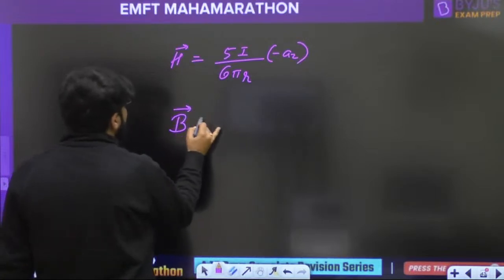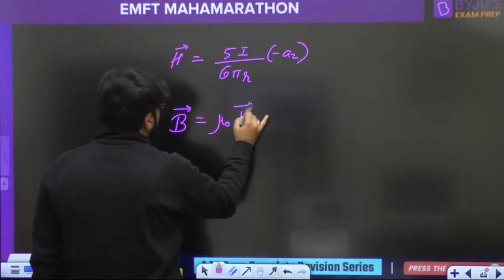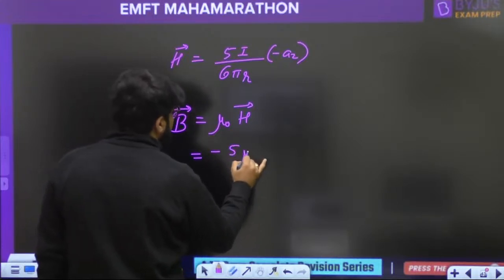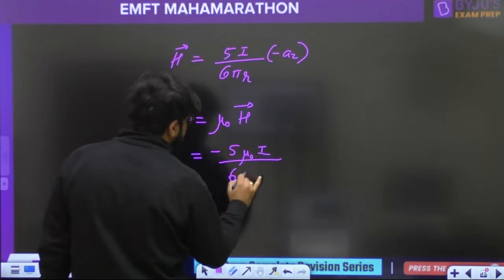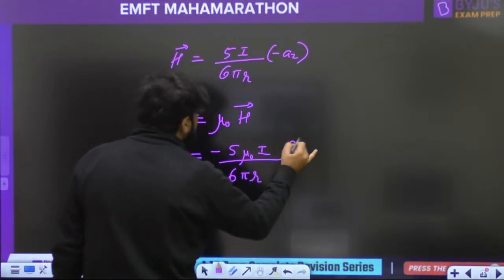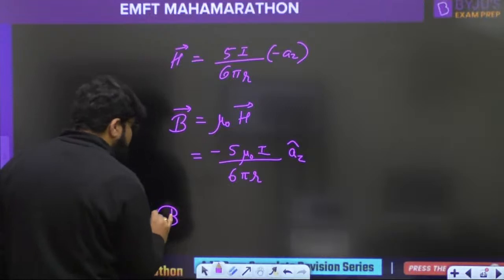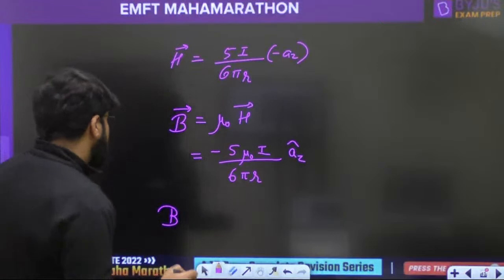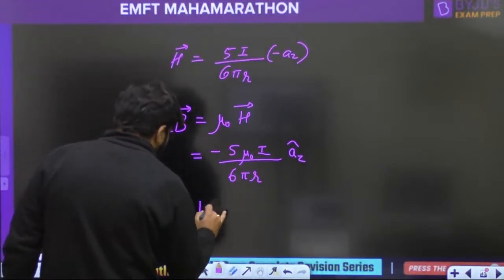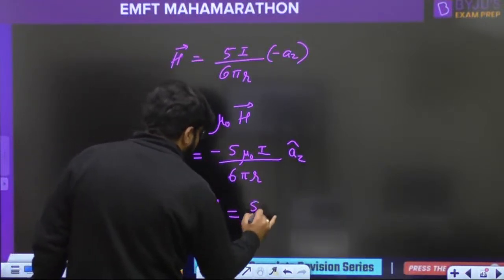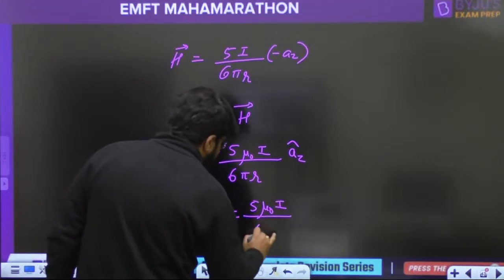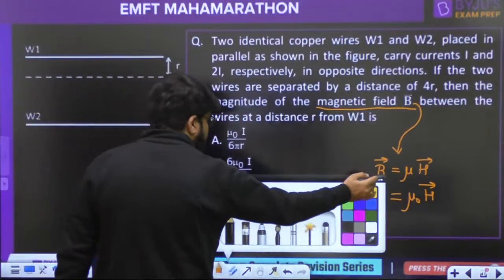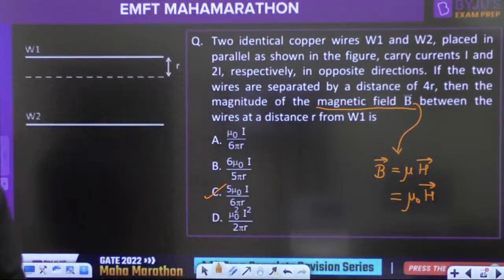What is the total magnetic flux density then? B is mu naught H, right? And that is going to become minus 5 mu naught I divided by 6 pi r in the z direction. Direction was our assumption. That is why, because no direction is given, they've asked the magnitude only. So what is B? The magnitude part, z या minus सब हटा देंगे. The magnitude is 5 mu naught I divided by 6 pi r, and hence the correct answer is 5 mu naught I upon 6 pi r. So the correct answer is option number C.